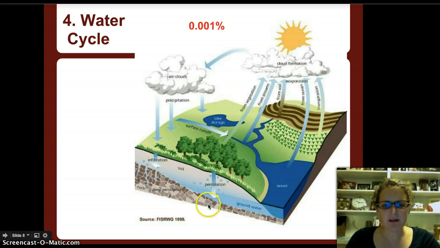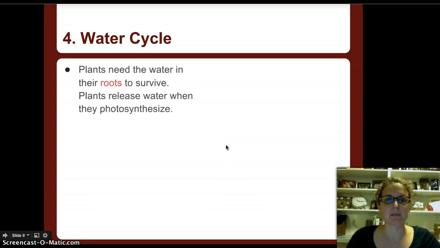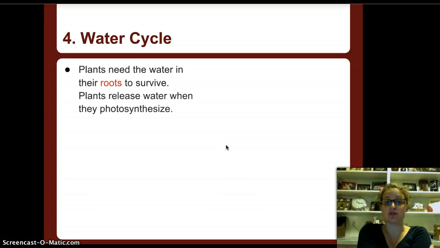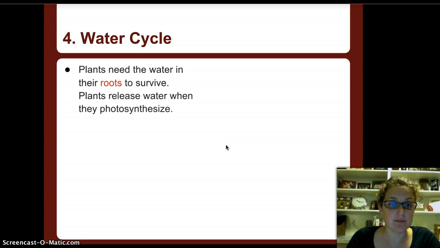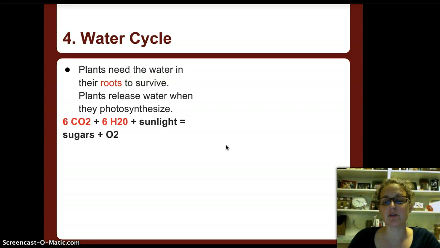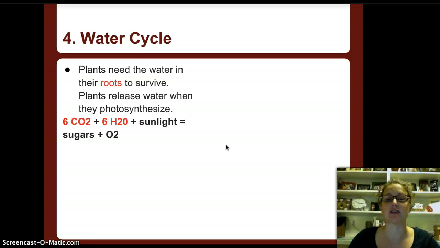So the one part of this diagram that's not labeled is that the water actually is taken up by plants, and then it's actually given off. So we'll talk about that in a second. Plants need water in their roots to survive. So they're going to take up that water from water trapped in the soil, and they're going to release water when they photosynthesize. Remember the equation for photosynthesis: you've taken some carbon dioxide, you've taken some water, and with sunlight energy, you can create carbohydrates and oxygen.